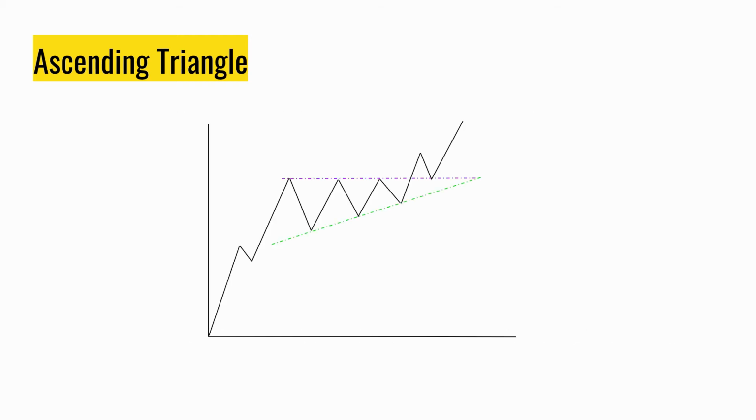Here, we see an example of an ascending triangle. The purple line represents the flat upper trend line, while the green line represents the lower trend line that has a positive slope. We see the upper trend line is made up of peaks of relatively similar heights. As for the lower trend line, we see that it is made up of higher lows. Here is when price breaks out of the triangle, and as we can see, this happens at around 3/4 of the way through the triangle's formation.